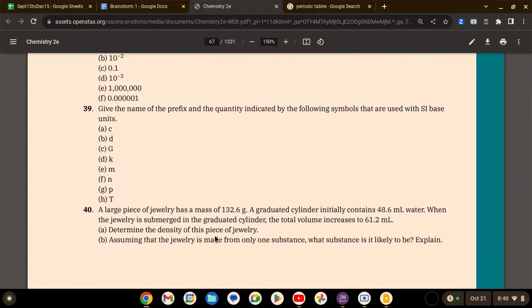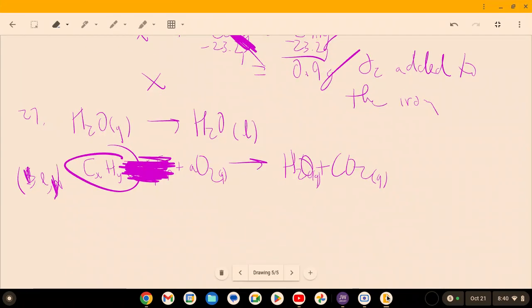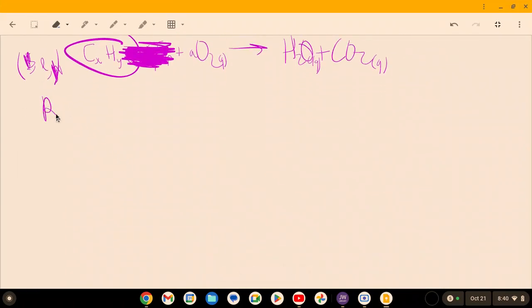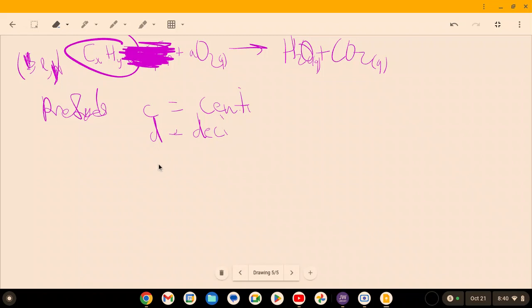39. Give the name of the prefix and the quantity indicated by the following symbols that are used with the SI base units. All right. A is C, so that's centi. B is little d, so that's deci. Actually, I'll go ahead and write those down. So prefixes, C, centi, D, deci, and then cap G, giga.